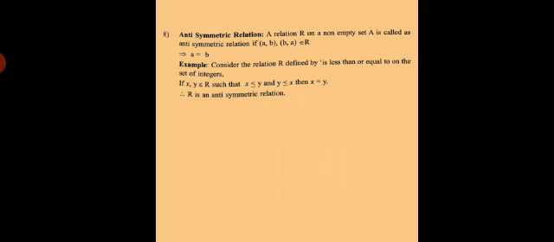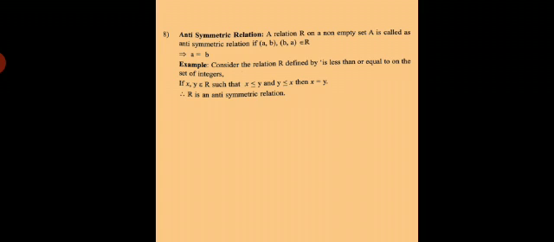Next one, antisymmetric relation. A relation R on a non-empty set A is called an antisymmetric relation if (a, b) and (b, a) belong to R. Means both the relation (a, b) and its inverse (b, a) must belong to relation R. Then we can say a is equal to b.